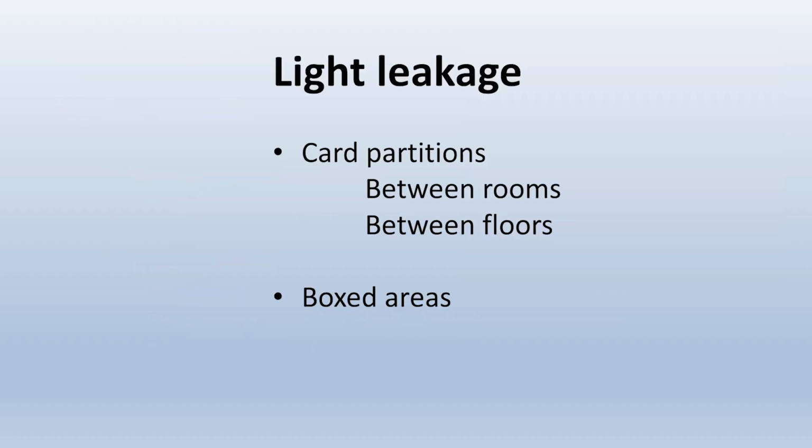Light leakage. Well, we have to make sure that we use various partitions. So if you put a light on the ground floor, you don't want light leakage to be seen on the upper floors. So you have to put card between it, or between individual rooms, or box off areas to make sure that there's no light leakage.